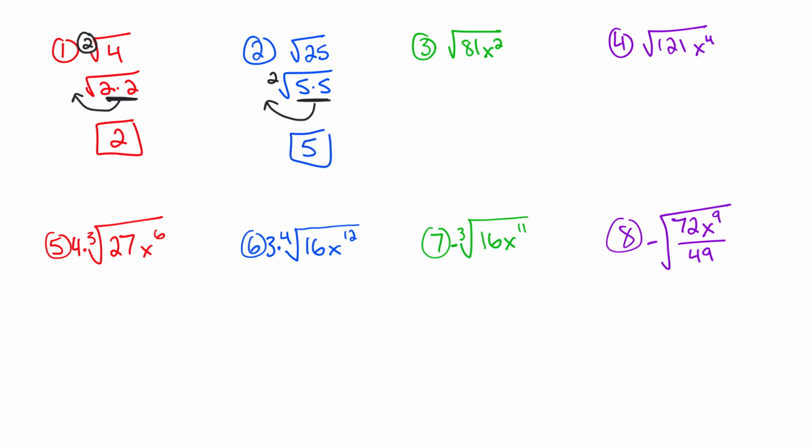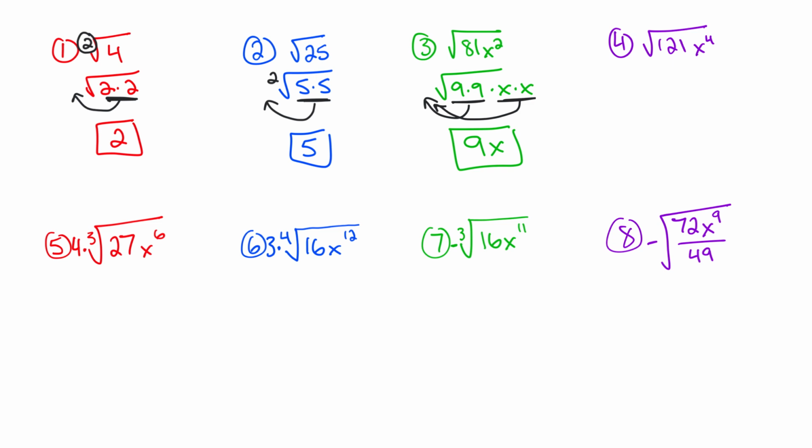Problem 3 is where I decide to start throwing variables into the mix. I have the square root of 81x squared. The square root of 81 is just 9 times 9, and x squared is just x times x. I have a pair of 9's. They can be pulled out. I have a pair of x's. They can also be pulled out. Therefore, the answer is 9 times x. Now, there is an issue with what I just did, but we'll go over that in a couple problems.